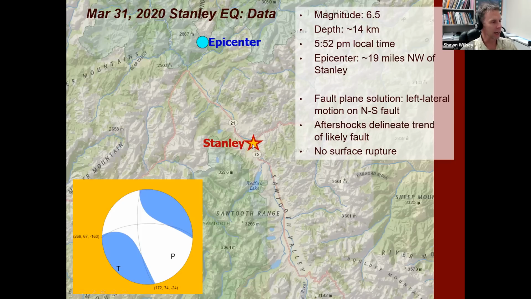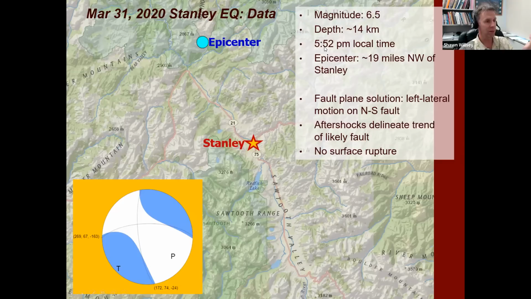So here's Stanley here. Here's the Sawtooths and the two highways, Highway 21, Highway 75, and the epicenter, the actual location where the rocks broke and shifted across a fault, was up here near Cape Horn. This is where Highway 21 kind of swings around and almost does a 180 here. So it's maybe 15, 20 miles away from Stanley.